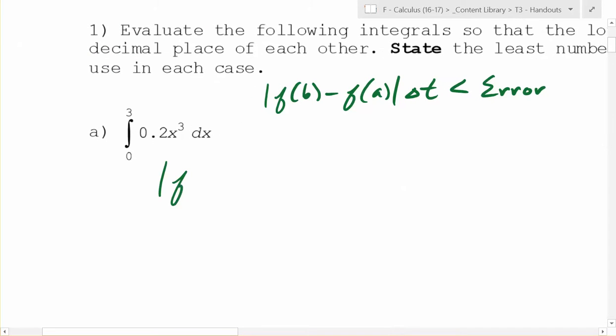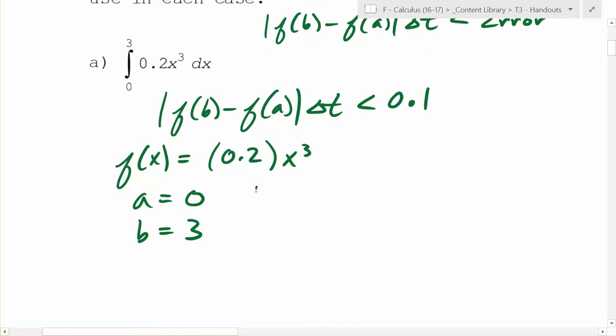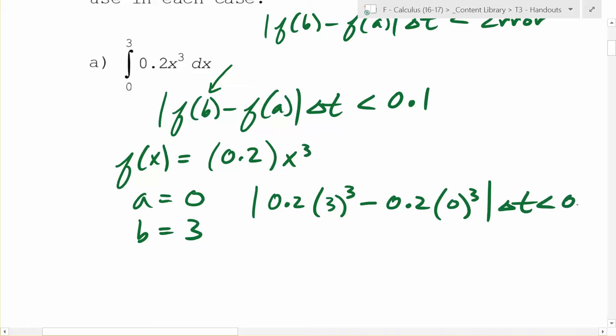So what are you saying here? You know that, therefore, on this one, f of b minus f of a times delta t has to be less than 0.1. What is f of x in this function? What's f of x? It's right there. It's 0.2 x cubed, right? What is a? 0. What's b? 3. So you have everything except delta t now, right? So what are you evaluating? You're doing 0.2 times what? It's b first, David. So what is it? 0.2 times 3 cubed minus 0.2 times 0 cubed, times delta t has to be less than 0.1.